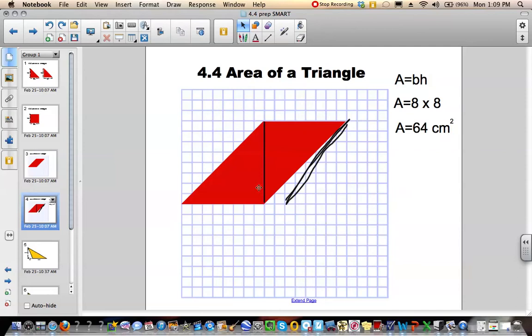Now, to look at it in a different fashion, if both of these triangles are half of that parallelogram, how could we find the area of one of these triangles? Well, let's say that we don't have grid paper and we can't count how many squares are on the inside. If we've already decided that a triangle is half of a parallelogram, we could divide our area by 2, and we should be able to find the area of both triangles. So let's take a look.